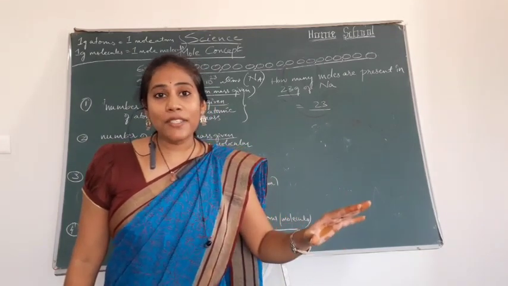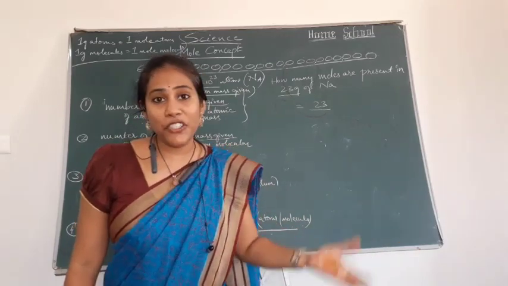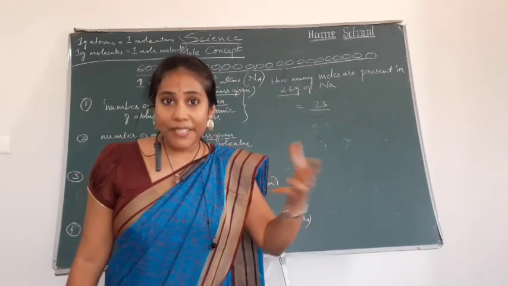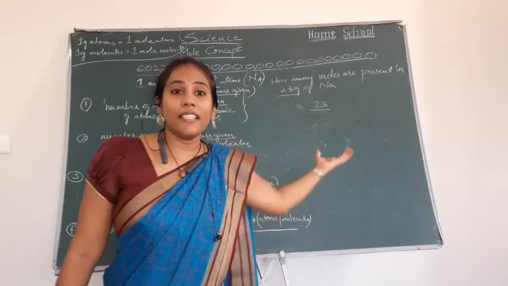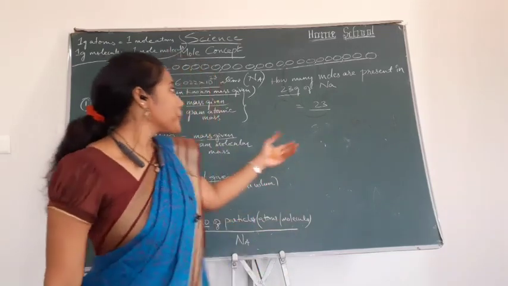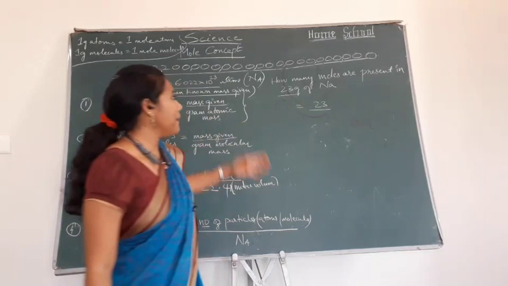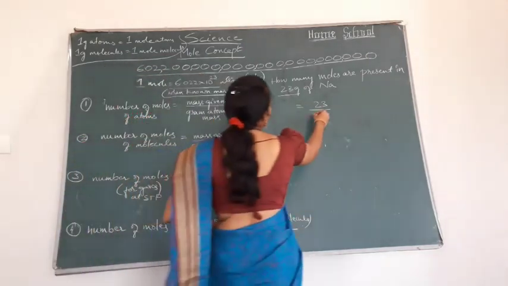What is the atomic mass of sodium? 23, which is mentioned in a periodic table. You should remember some famous elements' atomic mass, otherwise you can't use them. Okay, so the gram atomic mass of sodium is also 23.